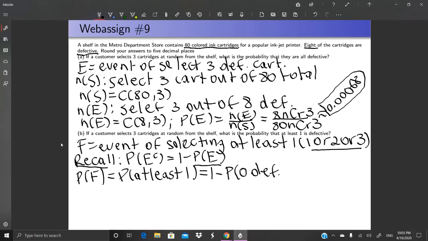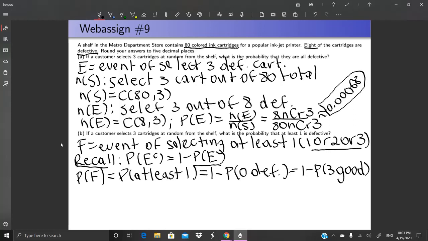So that's what I think about it: what is the opposite of at least 1 defective? Really, it's 0. It's no defective. So we want to do 1 minus the probability of 0 defective. Well, that's the same thing as saying 1 minus the probability of 3 good ones, or 3 non-defective. So you can think of it that way. So in order for me to find the probability of at least 1 defective, I can do 1 minus the probability that all 3 are good, or all 3 are non-defective, meaning 0 of them are defective.